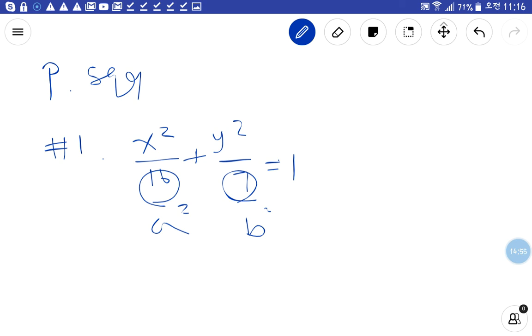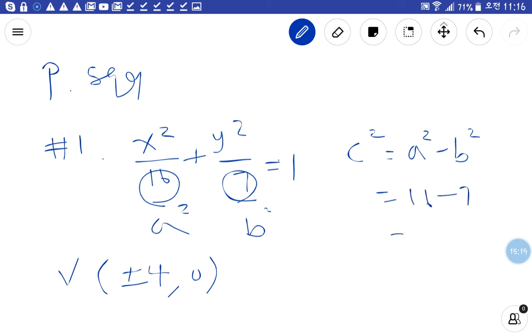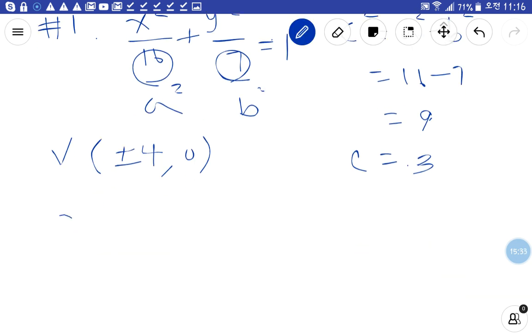Now I want to get my vertices. Vertices are plus or negative a. a squared is 16, so a is 4. So you have plus or negative 4 comma 0. That's your vertex. Now c. I have to get my c. So c squared is a squared minus b squared, which is 16 minus 7, which is what? 9. If you put the square root on each side, that's going to be 3. So I can say my c would be plus or negative 3 comma 0.